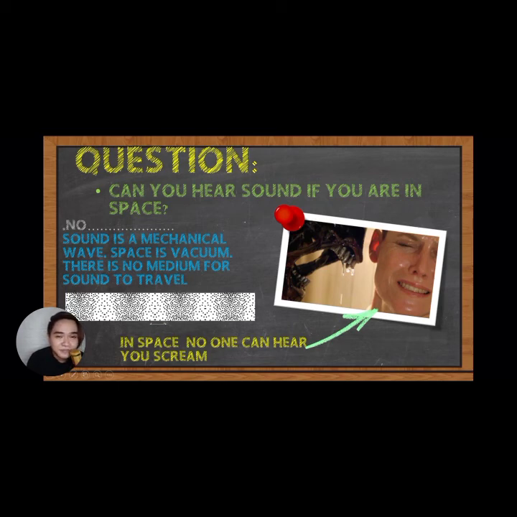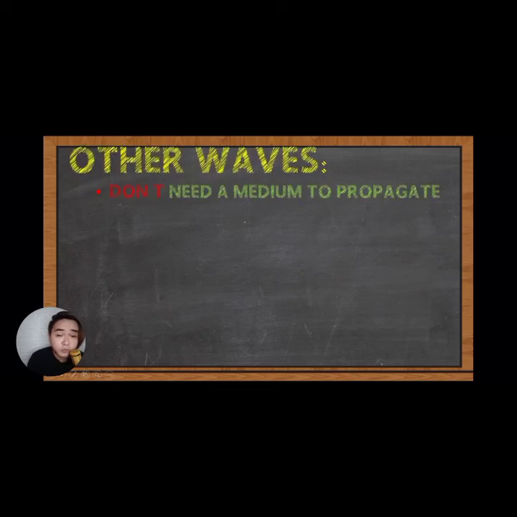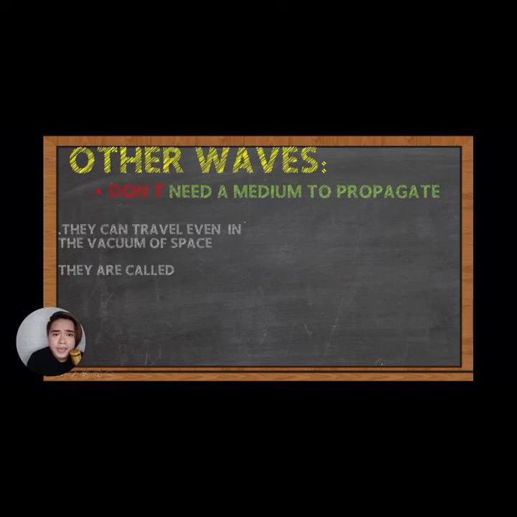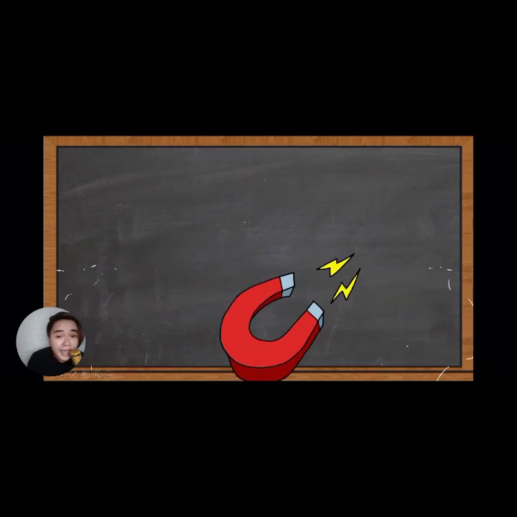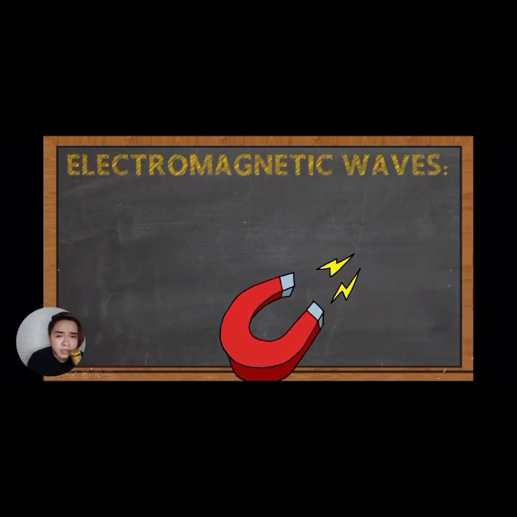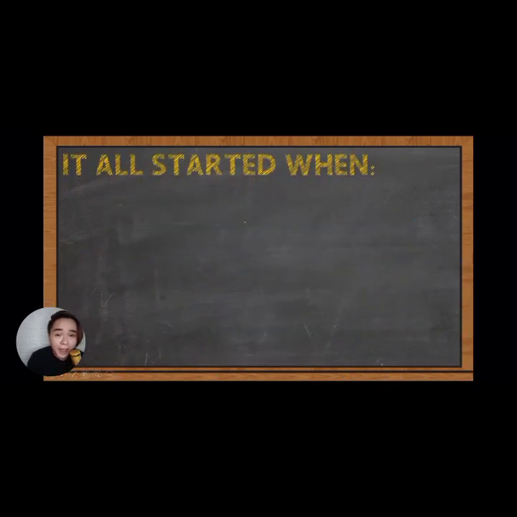Now, other waves do not need a medium to propagate. It means they can travel even in the vacuum of space. And they are called electromagnetic waves. Electromagnetic waves are created by vibration between the electric field and magnetic field. Now, to fully understand how electromagnetic waves were discovered, let's have a trip in the past.